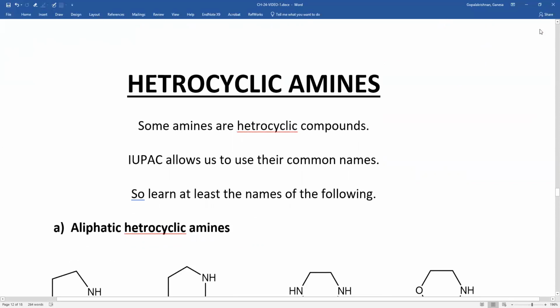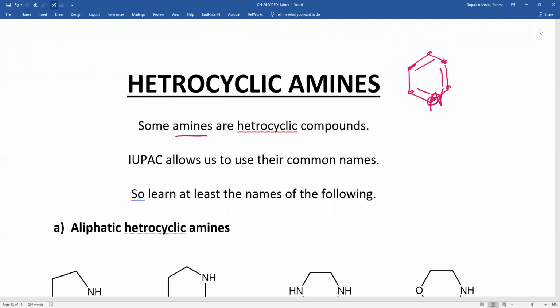Heterocyclic amines. We saw some heterocyclic compounds in chapter 16. You know what they are. For example, if you look at cyclohexane, the ring is made by carbon atoms. It's a homocyclic ring. Or if you look at the benzene ring, it is made by carbons, no other atom. If the ring is made by just carbons, it is homocyclic. Even if one carbon is replaced with an oxygen or nitrogen, the ring is made by more than one kind of atom. It is heterocyclic.